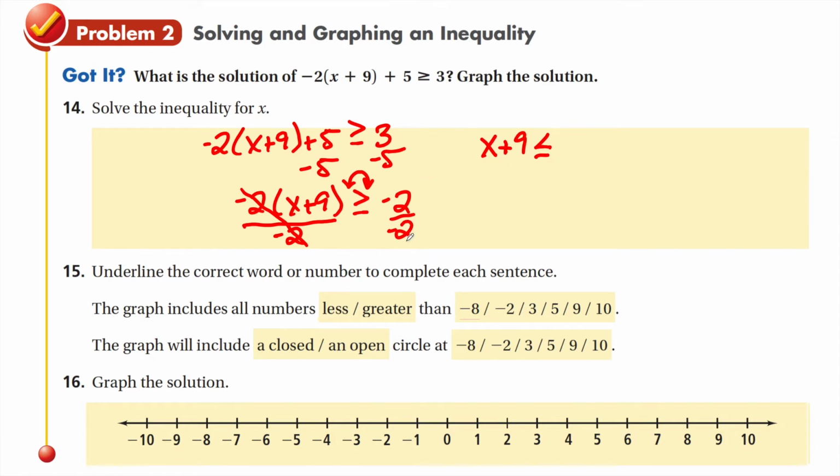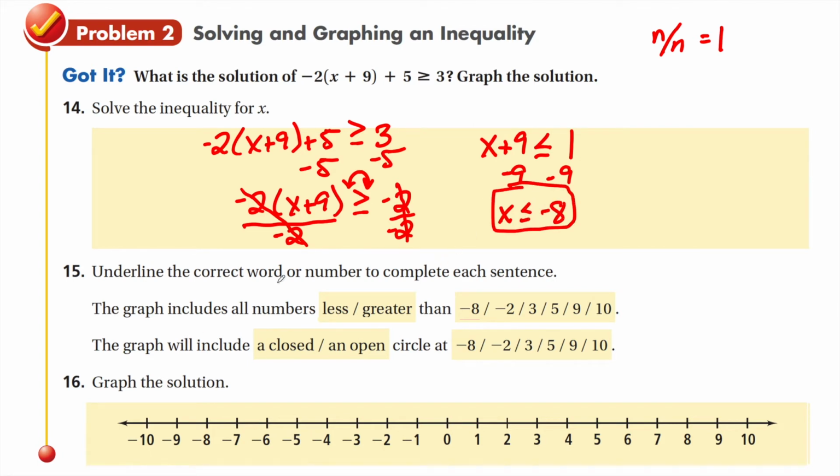Negative 2 divided by negative 2 cancels out, which means that you're going to be left with a 1, because any number divided by itself is always going to equal 1. Last but not least, subtract the 9 from both sides, and you'll get x is going to be less than or equal to negative 8.